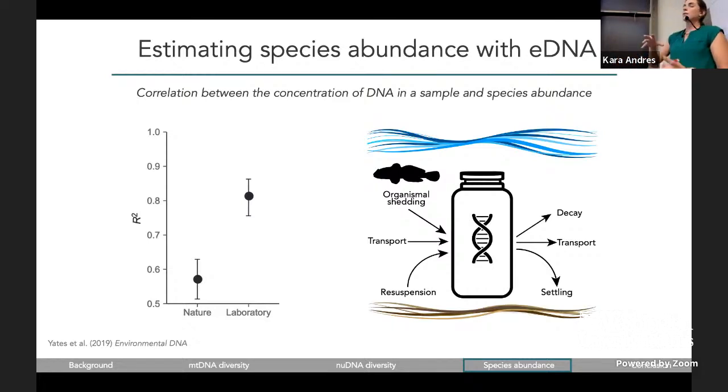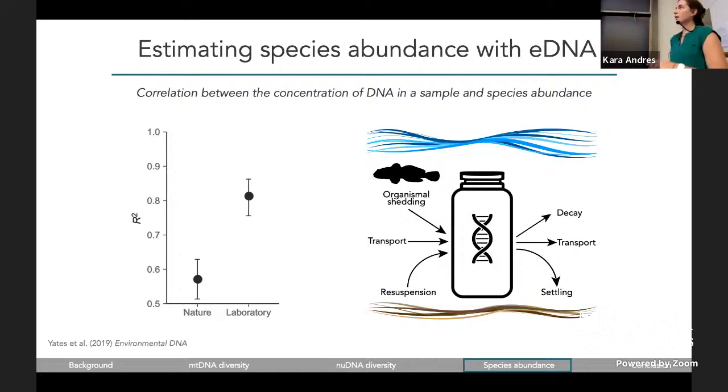So the amount of DNA that we're capturing in an environmental sample is subject to, again, not only the number of species or number of individuals in the environment, but there are differences in shedding rates among individuals. There's DNA transport. DNA is degrading or decaying. It's settling out. It's being resuspended. So there are, you know, a large number of complex processes driving the amount of DNA in the sample. And this is what's preventing us from getting really accurate estimates of species abundance from environmental DNA. So we need to start accounting for some of this variation if we want to improve our abundance estimates.